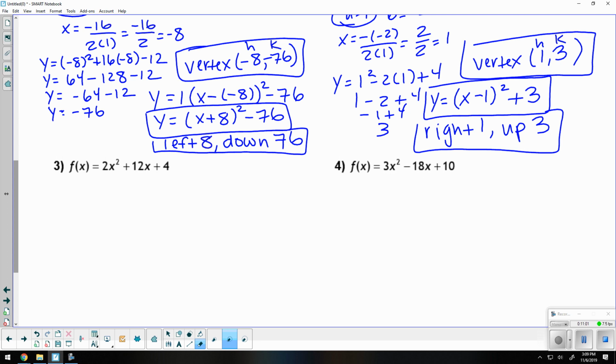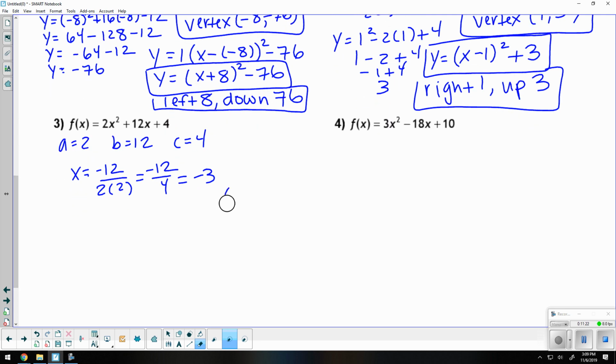So again, starting off finding the vertex, our a value is 2, our b value is 12, our c value is 4. So our x-coordinate is going to be negative b over 2 times a, so that'd be negative 12 over 4, which gives us negative 3. So our vertex so far, we got negative 3 for the x. Now we need to solve for the y.